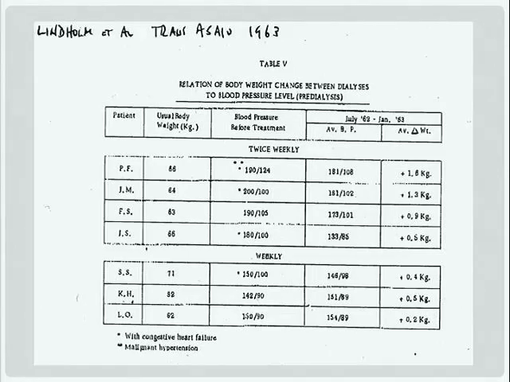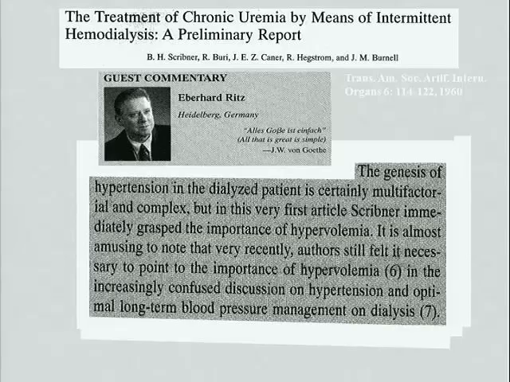And the importance placed on this by Dr. Scribner is well known, so much so that in a paper in JASN some years ago, actually reprints in the series they had at that time of classic papers, reprints a paper by Scribner on the treatment of chronic uremia by means of intermittent hemodialysis. And this is reviewed by another famous nephrologist closer to our day, Eberhard Ritz.